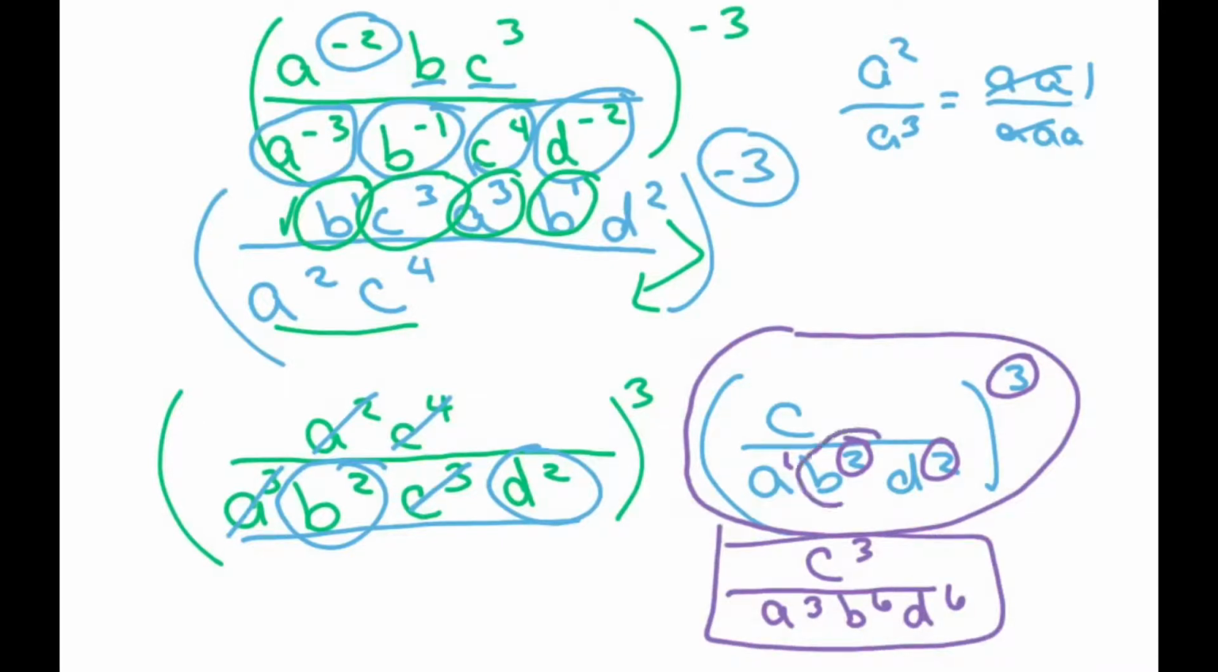Remember, I'm just going to look at this one right here. If you have b squared cubed, that just means you're writing out b squared 3 times. And so now we have 2 plus 2 plus 2 b's. That means we have 6 b's, and that's what we got.